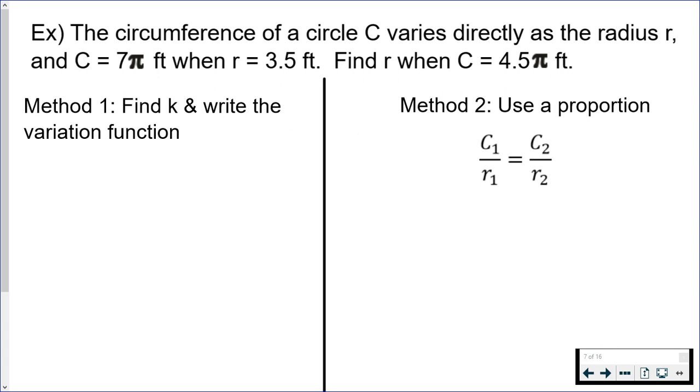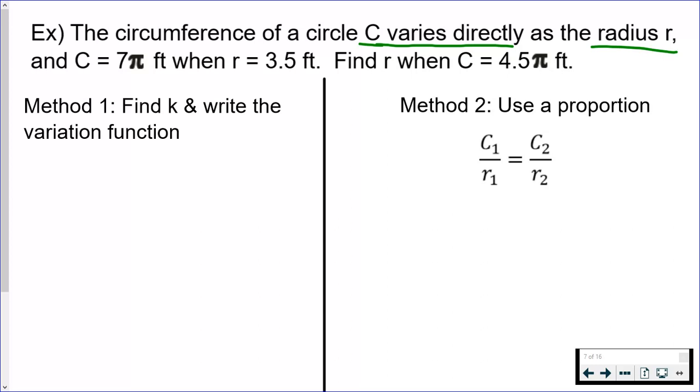This is a direct variation word problem. The circumference of a circle, C, so we're going to use C, varies directly. So right away, I see those words varies directly. And so that tells me that it's a direct variation as the radius R. So C varies directly as R are the keywords here.